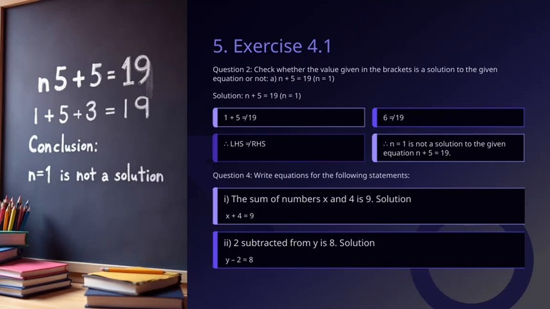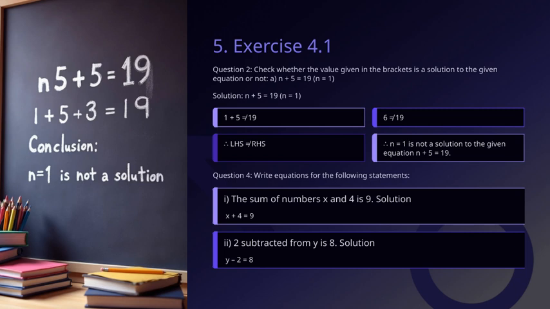Now, let's look at exercise 4.1, specifically question 2. The question asks us to check whether the value given in parentheses is actually a solution to the equation. For part A, we have the equation n plus 5 equals 19, and the suggested value for n is 1. So what do we do? We substitute n with 1 and see if the equation balances. That means we check if 1 plus 5 equals 19. Clearly, 1 plus 5 is 6, which does not equal 19. Therefore, the left-hand side, or LHS, does not equal the right-hand side, or RHS. This tells us that n equals 1 is not a solution to the equation.